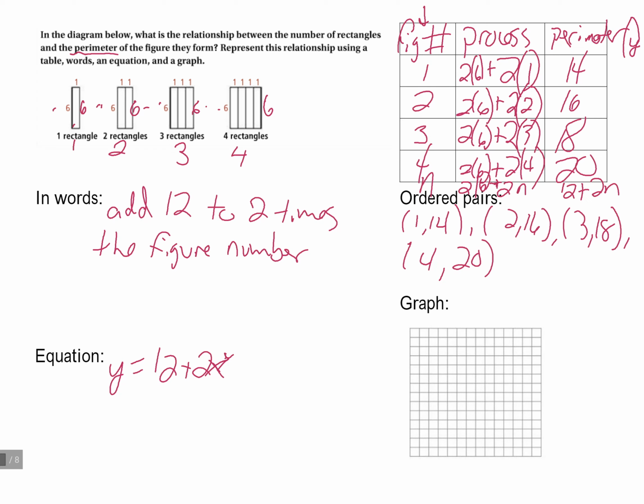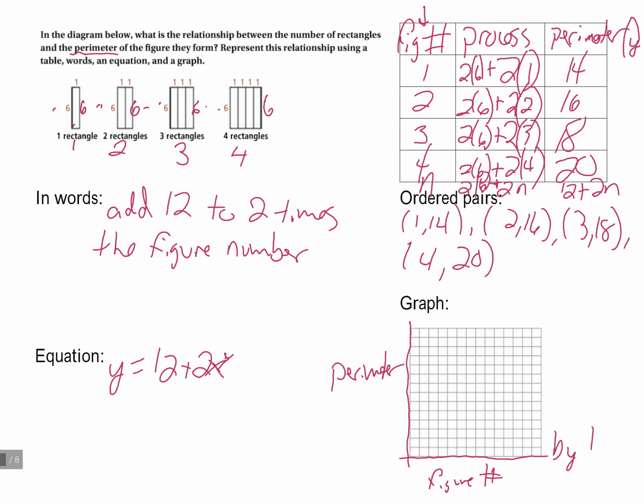Okay? Now to make the graph, we have no negative numbers, so we would put the axes in the lower left-hand corner. The figure number would be there, and the perimeter would be there. Okay, now we need to pick a scale that's going to work here. So we can go by ones for the figure number because we only went to 4.